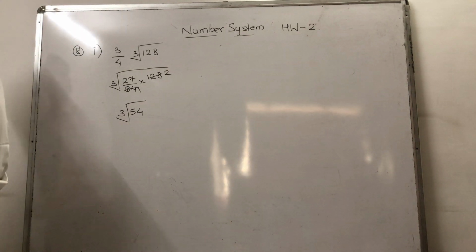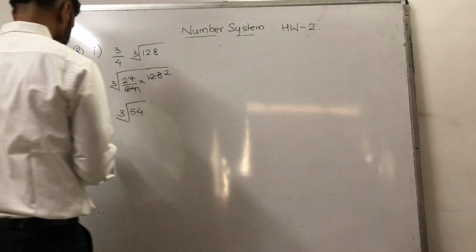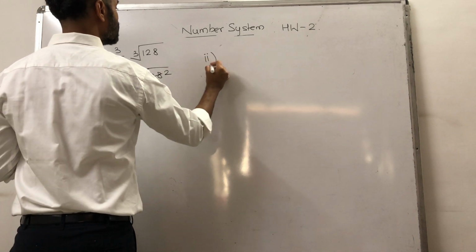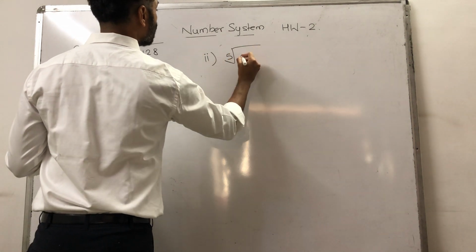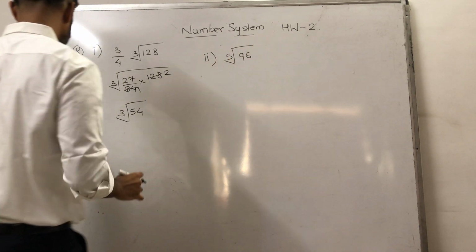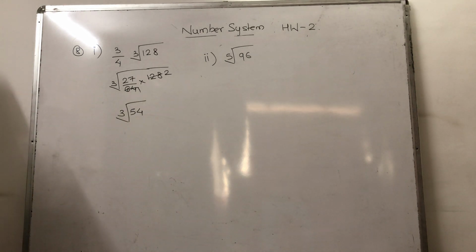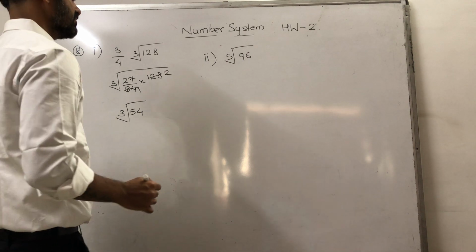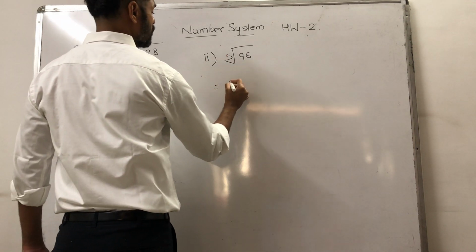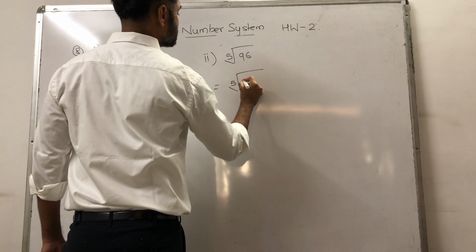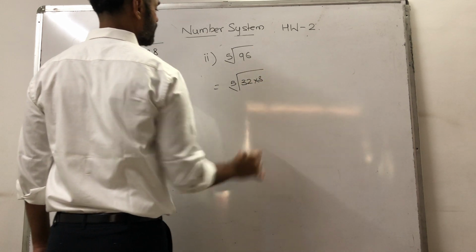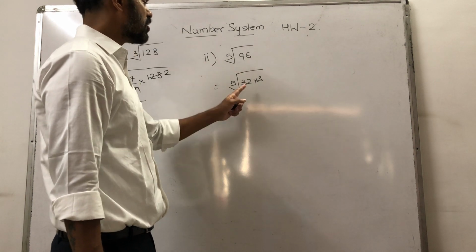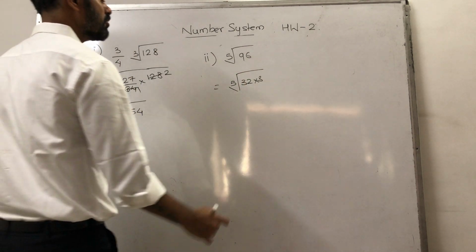Let's look at the second question of question number 8. In the second question, if you notice, it's a pure surd. They have given fifth root of 96. Now we want to convert this into a mixed surd. That is, a mixed surd should have a rational factor. Now this is a fifth root. We know 96 is 32 into 3. Why am I expressing 96 as 32 into 3? Because I know 32 is 2 to the power 5.